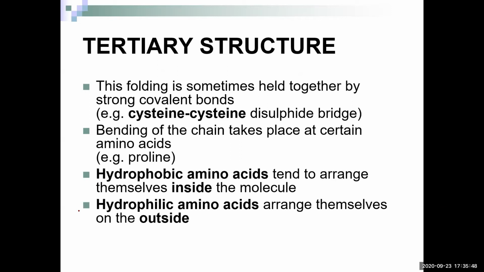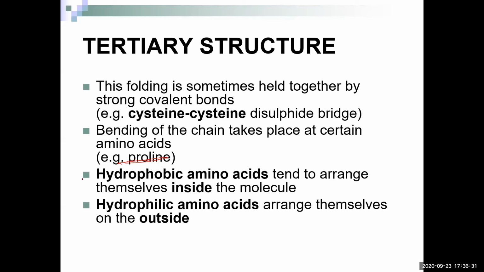So, in the tertiary structure, this is more a factor of weak interactions. For example, the folding is sometimes held together by strong covalent bonds, right? So there are strong covalent bonds. Also, there are disulfide bonds here in the tertiary structure. The bending of the chain takes place at certain amino acids like proline. So if we see proline here, it is possible that the chain will bend here.